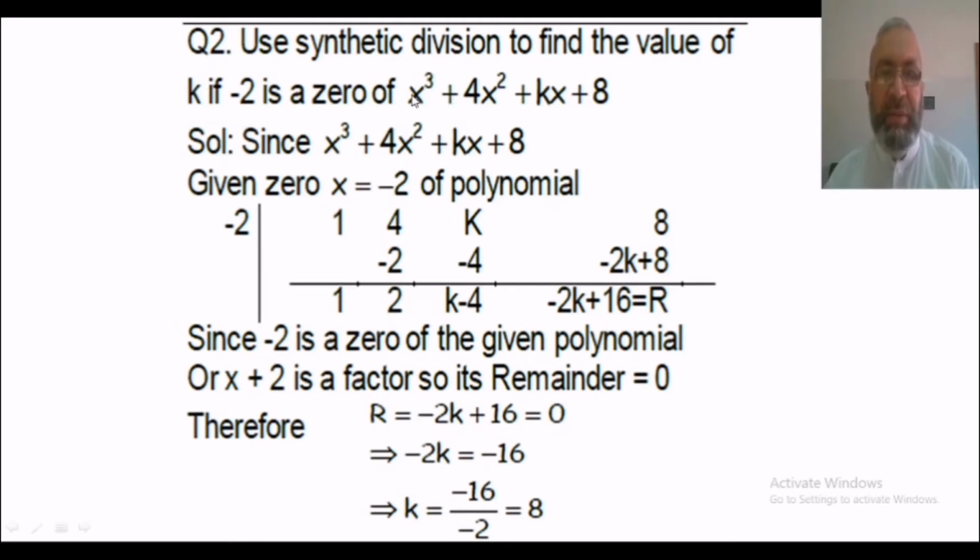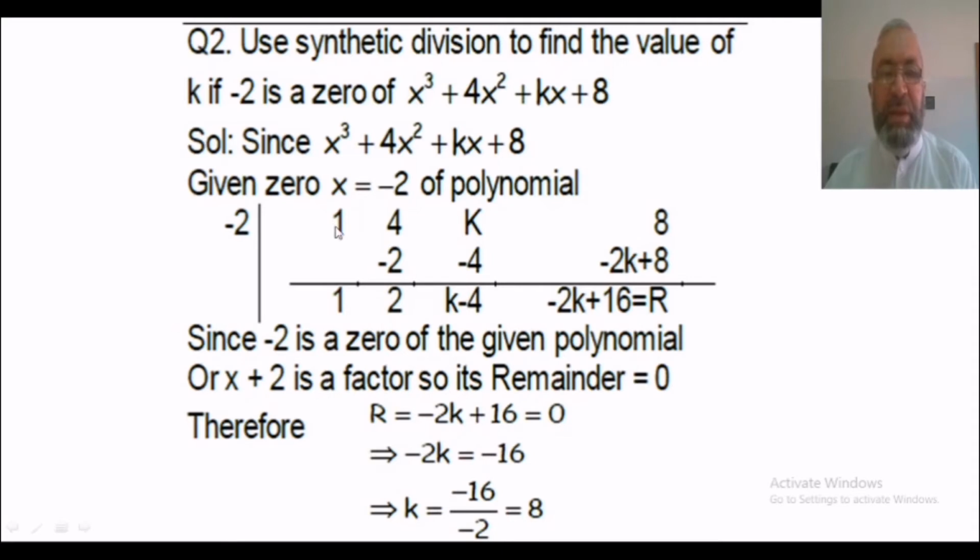So first of all, write this equation in descending order: x³ + 4x² + kx + 8. There is no missing term, so the first step is to write the coefficients of this equation of degree 3: 1, 4, k and 8. Now divide by −2.